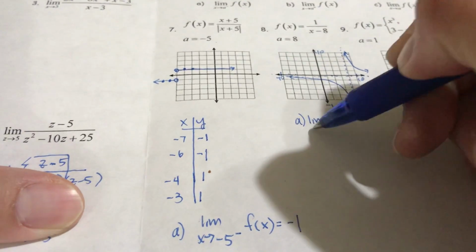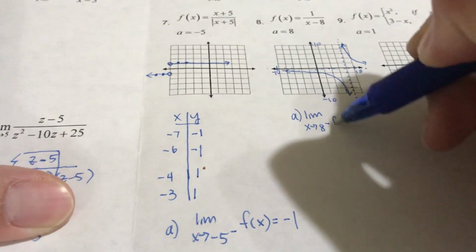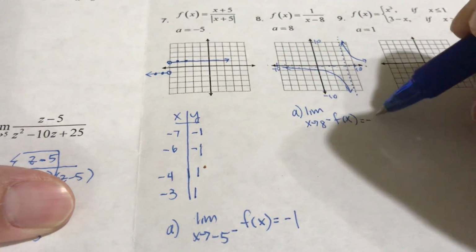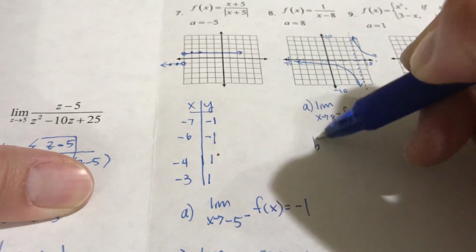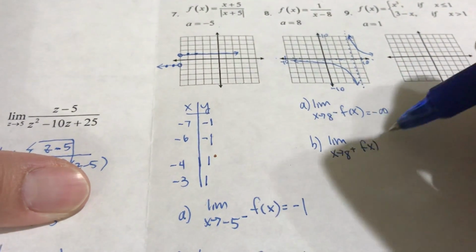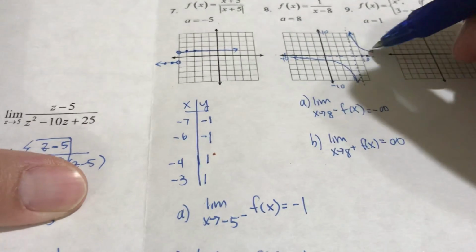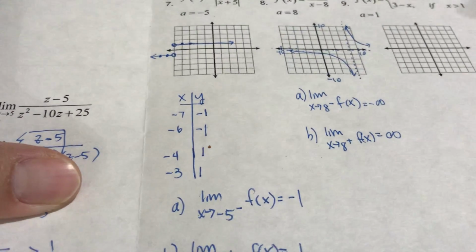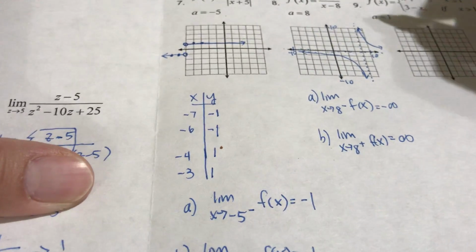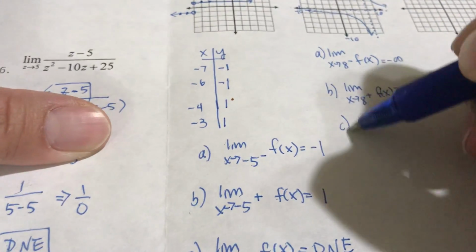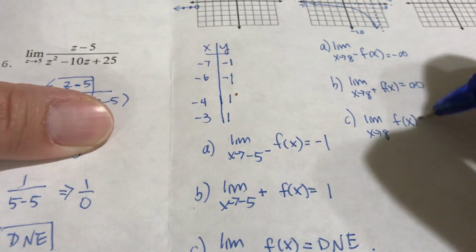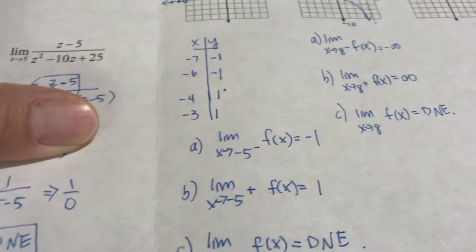Limit as x approaches 8 from the left side of f of x. Coming from the left side, it is heading down to negative infinity. Vice versa, limit as x approaches 8 from the positive side will be approaching positive infinity, going up towards positive infinity. Now, because the left side is coming down and the right side is going up, they will never match each other up. Therefore, for part C, limit as x approaches 8 from both sides does not exist.